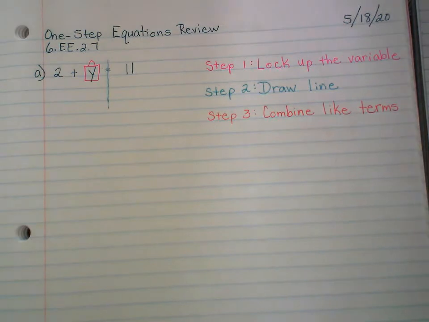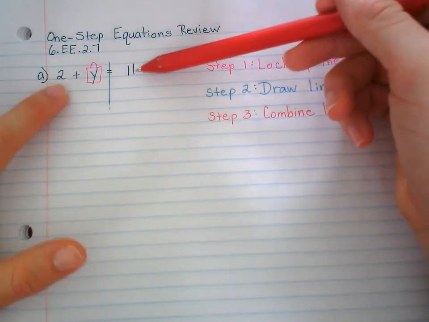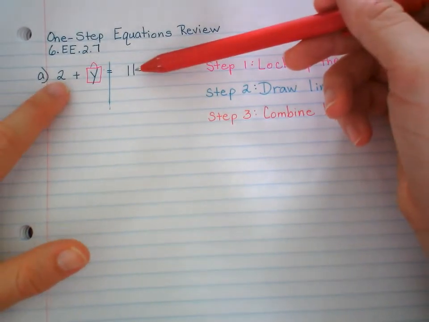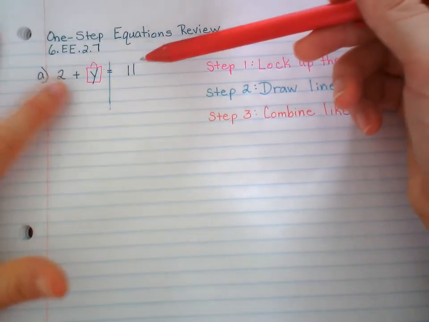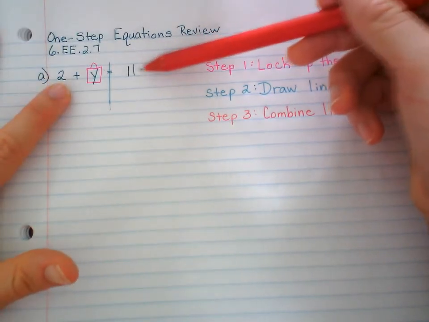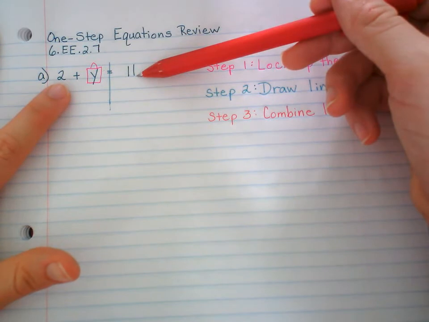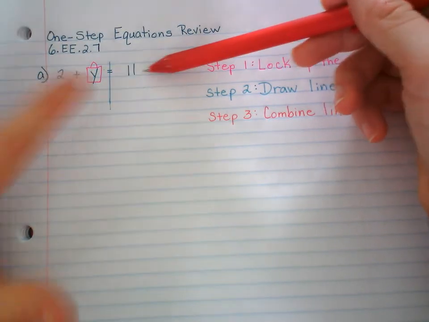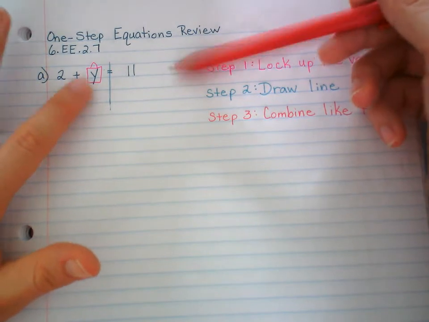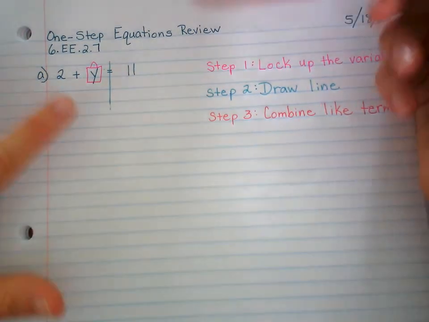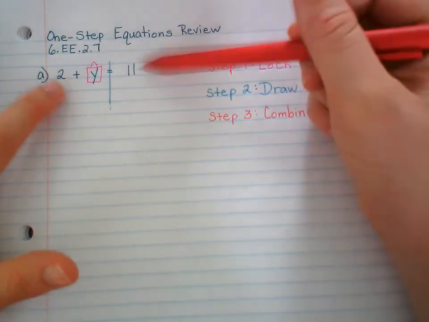Okay, so our like terms, that's the numbers that don't have variables. Those are called our constants because remember, they're constant. They're never going to change. A 2 is always going to be a 2, and 11 is always going to be an 11. Sometimes you might have variables on both sides. You'll get into that next year. You could combine those, but we don't have that in 7th grade. So combine like terms, combine our constants.